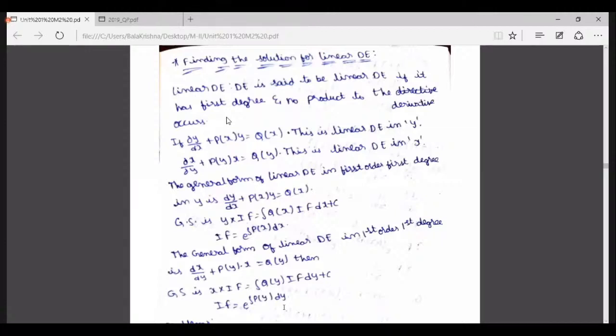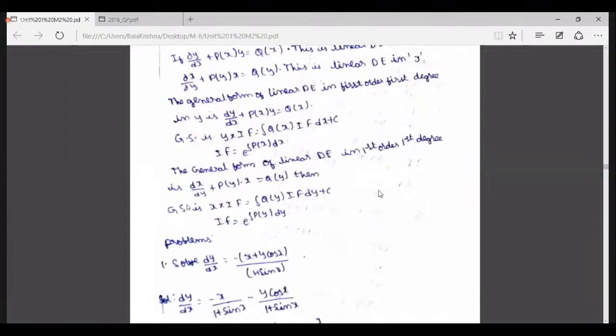And the other one is dx by dy. That means the independent variable will be x in the first case, and in the second case the independent variable is y, right? So dx by dy plus a function in terms of y into x is equal to a function in terms of y is called a linear differential equation in x.